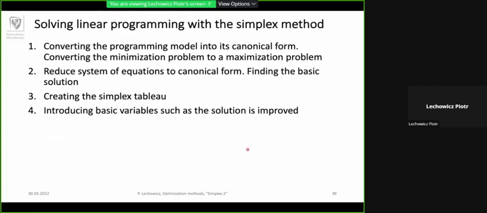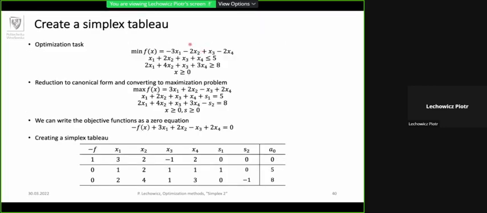So the general steps to solve the linear problem with the simplex method are: firstly, convert the model into the canonical form, the form where we have only equality constraints; convert the minimization problem to a maximization problem; and reduce the system of equations from the coefficients in equality constraints to the canonical form; and then find the basic solution, which hopefully is a feasible one; and then create a simplex table and introduce basic variables to the solution by making a pivot in such a way that we are improving the solution. So these are the steps.